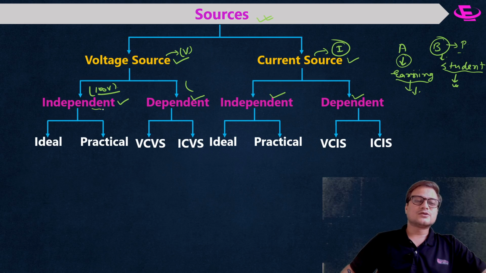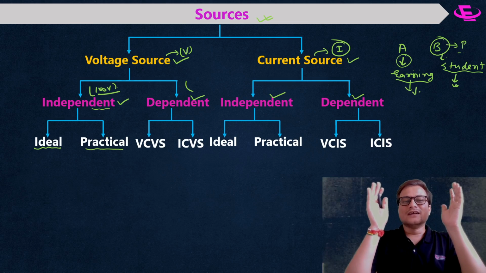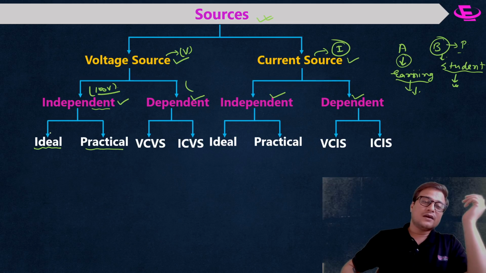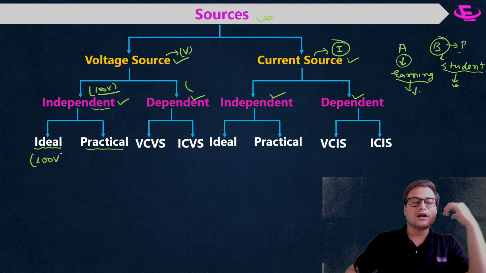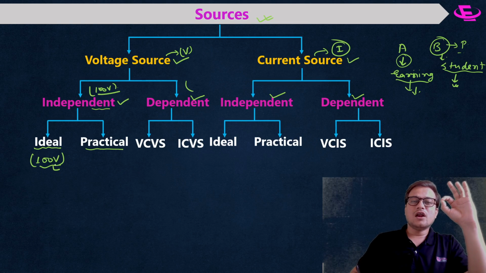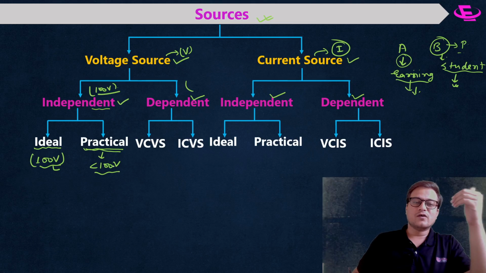Again, in independent sources, there are two types: one is ideal, one is practical. What is the meaning of ideal? Ideal means that it does not exist. But if somebody says ideal voltage source of 100 volt, that means at any cost, in any condition, it will maintain 100 volt across its terminal. But a practical voltage source will have some voltage drop and it won't be able to maintain 100 volt. It will maintain less than 100 volt, like a battery voltage. That is a practical voltage source.